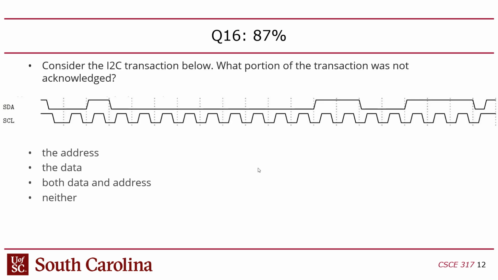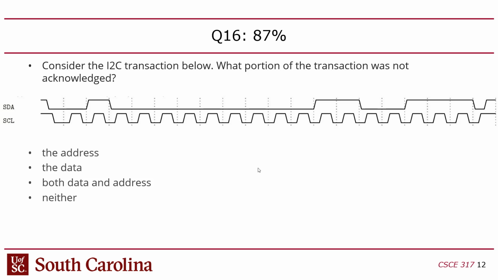Consider the I2C transaction below. What portion of the transaction was not acknowledged? Okay, so for this, the acknowledge you have to count, right? So it's the 9th and the 18th cycle, right? So 1, 2, 3, 4, 5, 6, 7, 8, 9. So that was acknowledged. 1, 2, 3, 4, 5, 6, 7, 8, 9. That was not acknowledged. It was the data, right? It was the second 8 bits was not acknowledged.